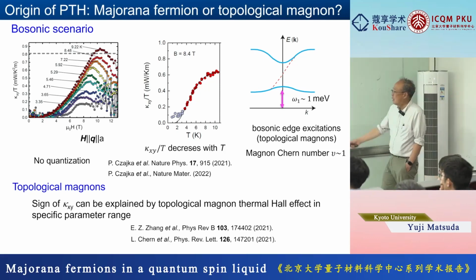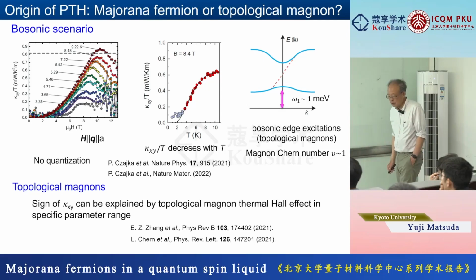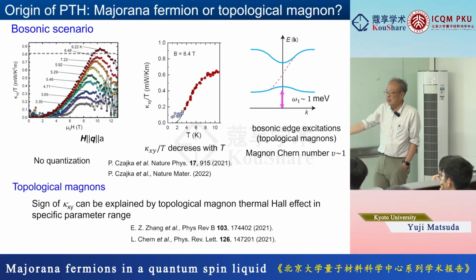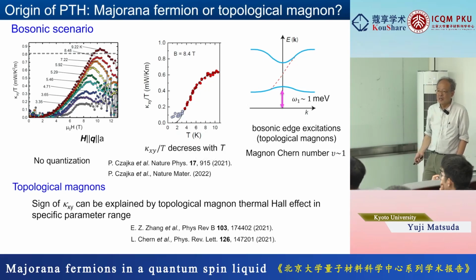And very recently, Yong Baek Kim's Toronto University group claims that even with the topological magnon, the sign of kappa xy can be explained in a specific parameter range. Therefore, the sign of the thermal Hall effect is not a smoking gun of the Kitaev model.